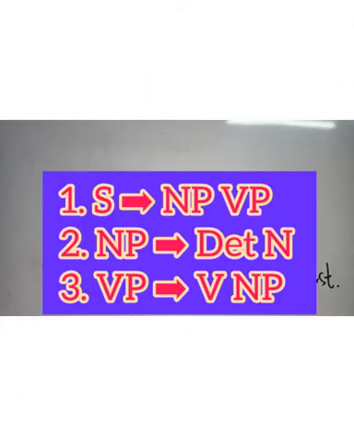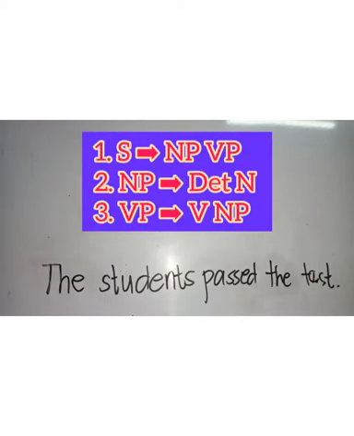Let's diagram the first three phrase structure rules. S has an NP, or a noun phrase, and a verb phrase. The second is that a noun phrase has a determiner plus a noun. And the third phrase structure rule is that a verb phrase can have a verb plus a noun phrase. Okay, so let's diagram these three rules in this sentence.